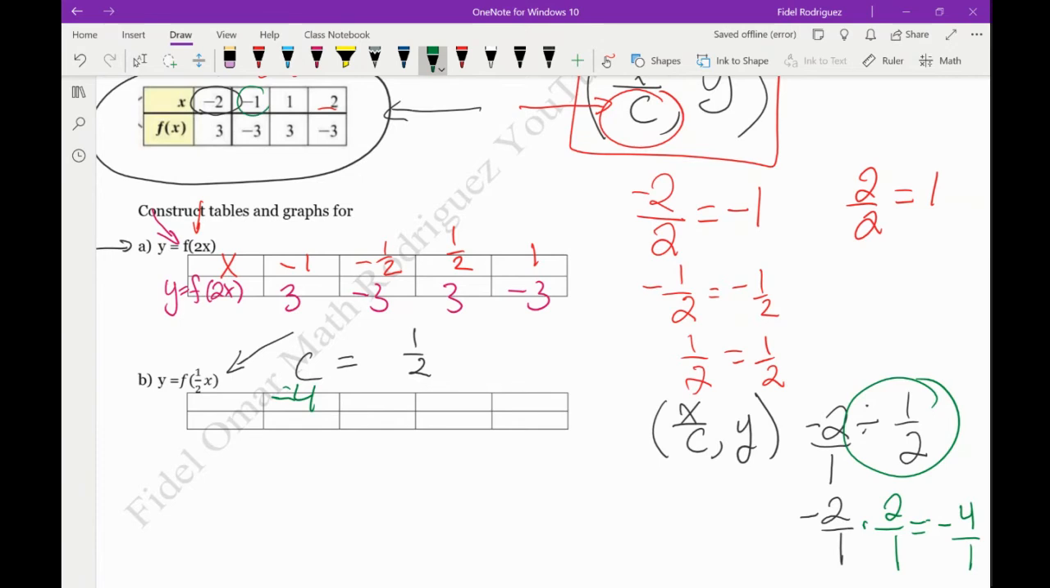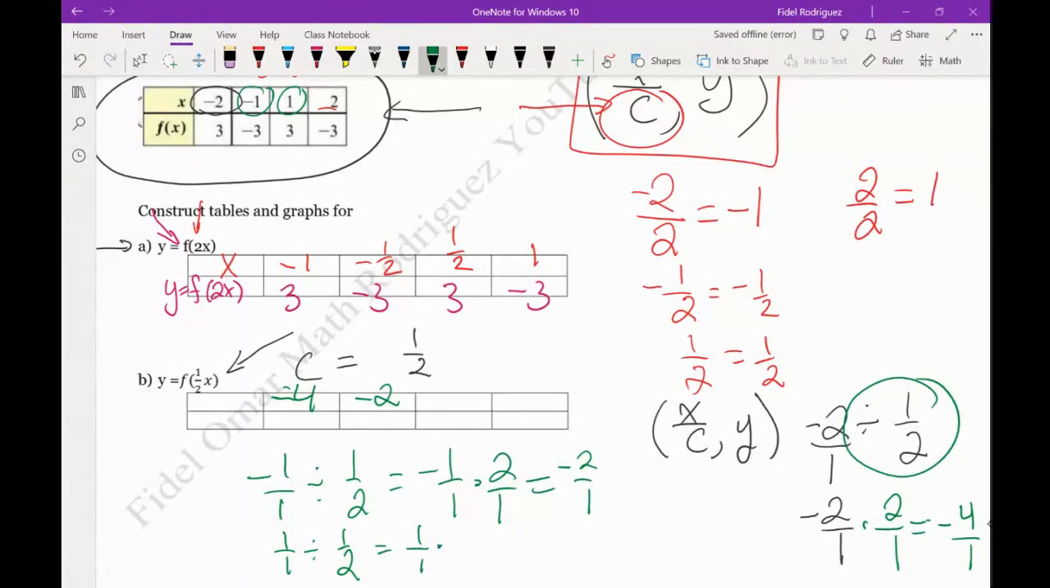Okay, let's do the same thing for the next one. So look, -1, I'm going to write -1/1. We are going to divide it by 1/2, which means -1/1 times 2/1. We're just going to go straight across, right? -1 times 2/1 is the same thing as -2. Okay. Let's do the third one. I'm going to go 1/1 divided by 1/2. 1/1 times the reciprocal of 1/2, 2/1. And this is going to give me positive 2/1, which is just 2, right?